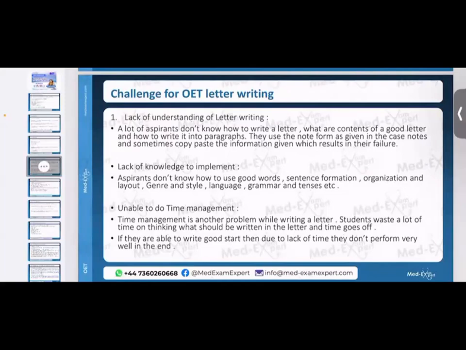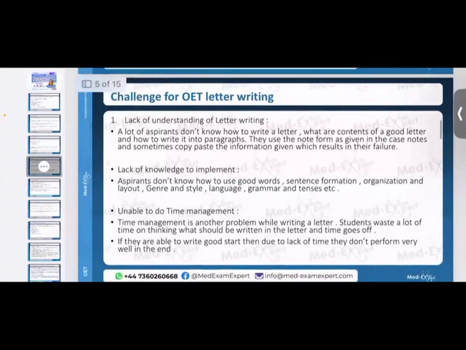So we have to discuss some of these here. Lack of understanding of letter writing. So what does it mean? A lot of aspirants don't know how to write a letter, what the contents of a good letter are, and how to write it into paragraphs. They use the note form as given in the case notes and sometimes copy paste the information given, which results in their failure.